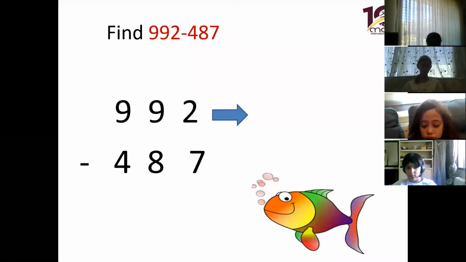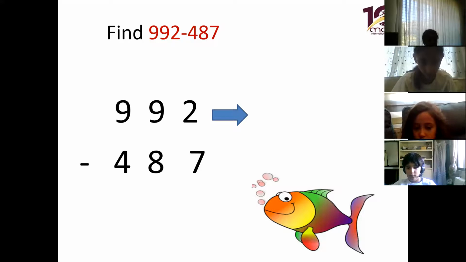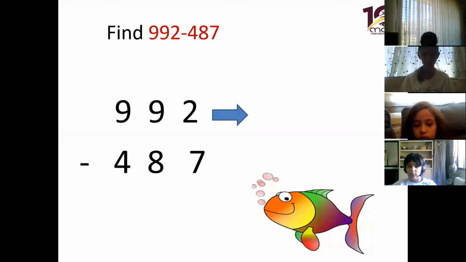The answer has to be less than 992 or it must be less than 487? The answer has to be less than what? Okay, Noor, tell me the answer has to be less than which number? Less than 992. Excellent, ya Noor. Yes, the answer has to be less than the first number, the number that I subtracted from. It has to be less than 992.